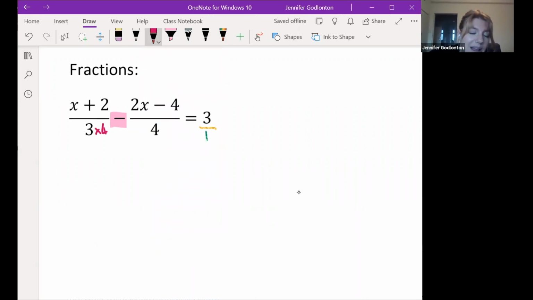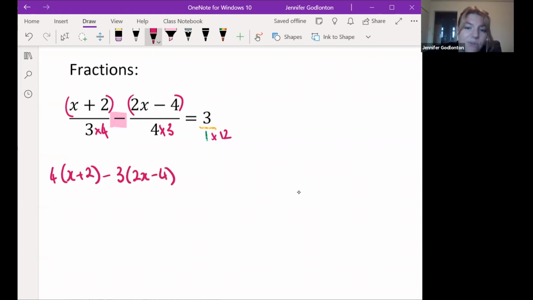So we would need to multiply that by 4. We would need to multiply that by 3, and we need to multiply that by 12. Another thing that helps us make no mistakes when it comes to signs is putting our terms at the top in brackets, and that is specifically going to be helpful for the next question you do. Okay, so I've got 4 times (x + 2) minus 3 times (2x - 4) is equal to 12 times 3. And all of those are over 12.